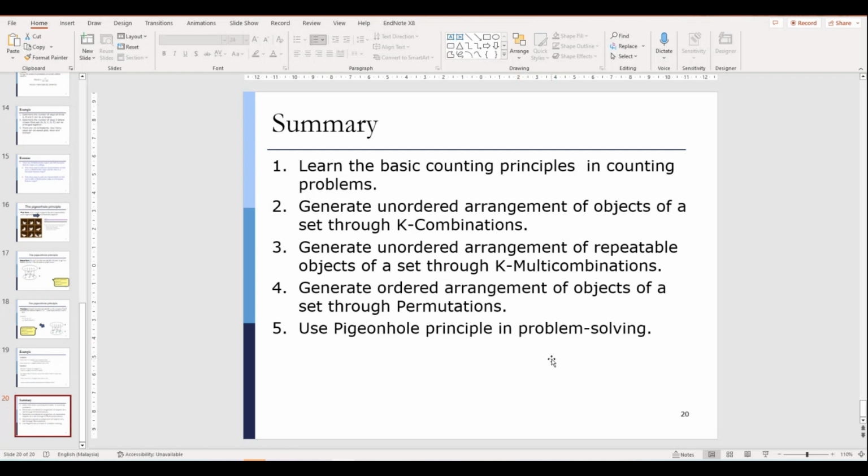All right. And then we have also looked at the pigeonhole principle in problem solving, whereby we are trying to map more to less. When we map more to less, then some of the elements in the domain will be paired up, sharing the same mapping. Any question on counting before I move on to probability?